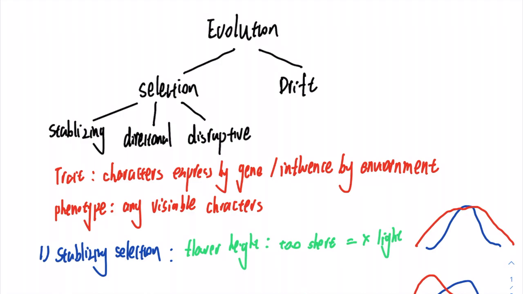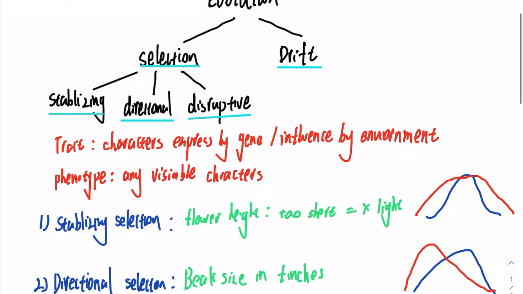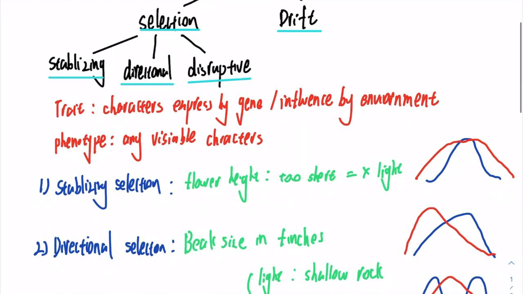Evolution has two parts. One is selection and another is drift. Both of them can cause the evolution. There are three kinds of selection: stabilizing selection, directional selection, and disruptive selection. Before I introduce these three kinds of selections, I gotta talk about two very important concepts.